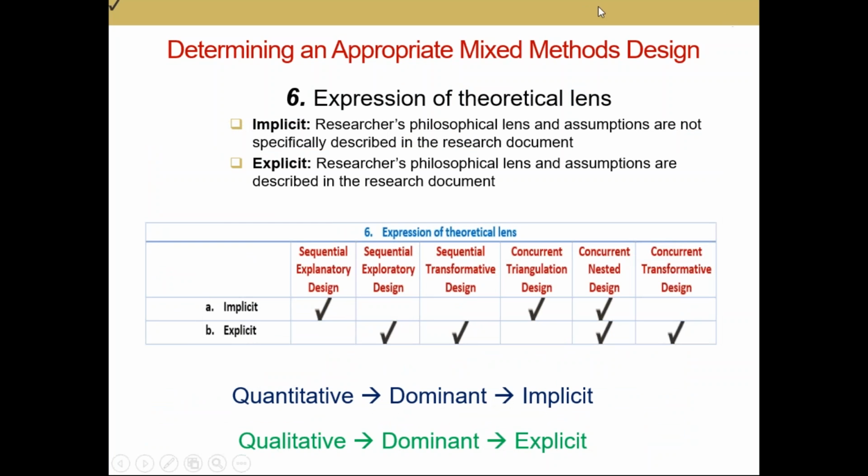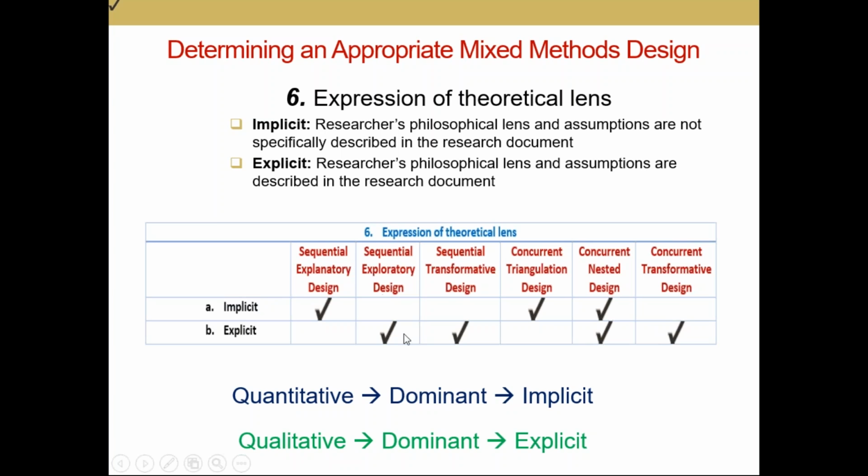The next one is expression of theoretical lens. When you're doing a qualitative study, people want to know your theoretical lens, in terms of whether you are using a transformative paradigm or a constructivism paradigm, and if it's quantitative, whether you are using a positivist lens or something. Theoretical lenses are very important because they inform your approach.